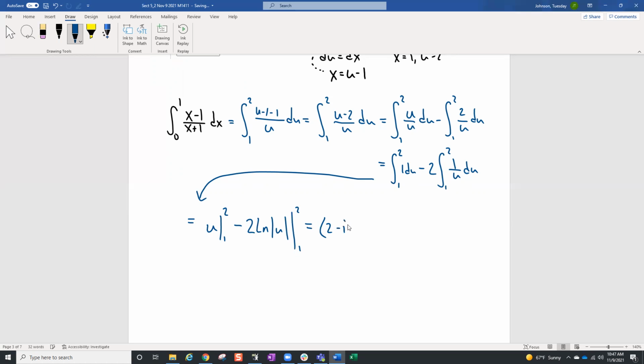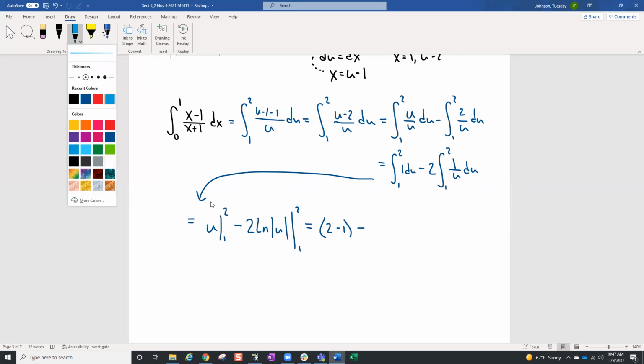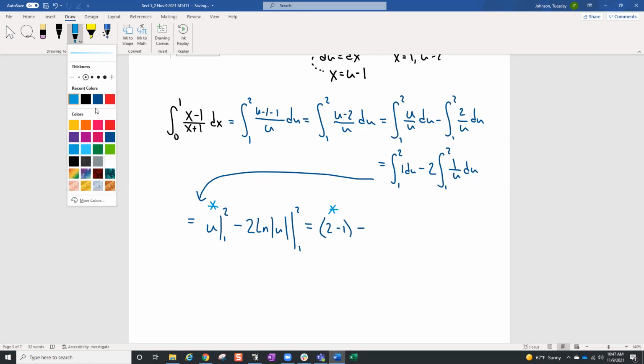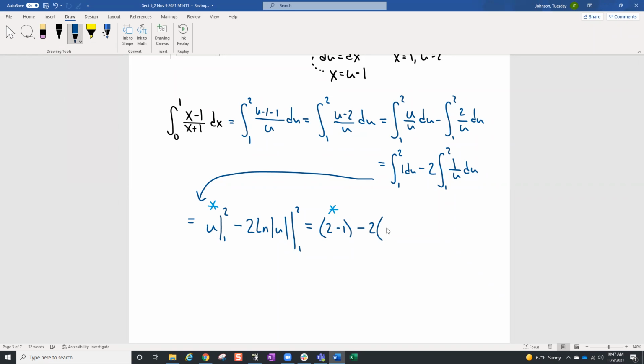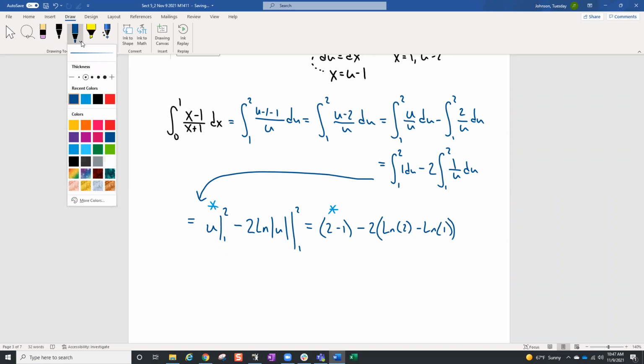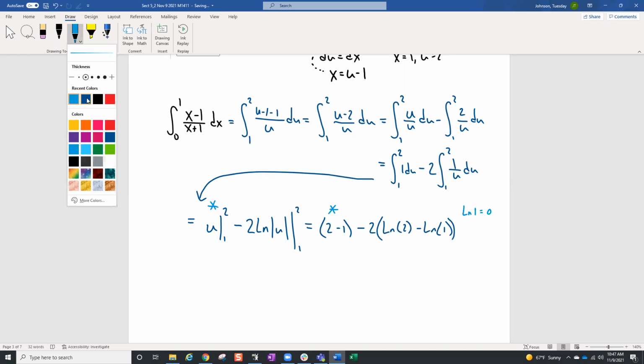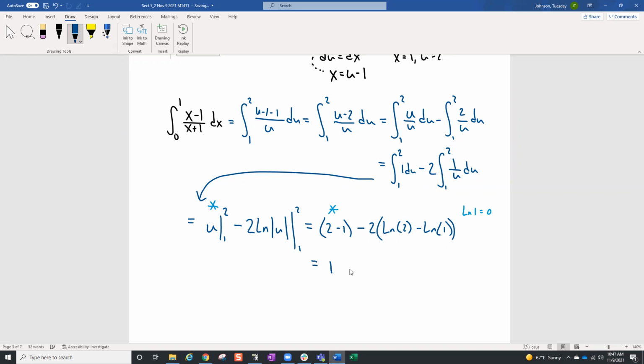So we have 2 minus 1. All right, I'm going to put a little star of a slightly different color. And we have minus 2 times the natural log of 2 minus the natural log of 1. And we all, of course, remember that the natural log of 1 is 0. So we will have 1 minus 2 natural log of 2.